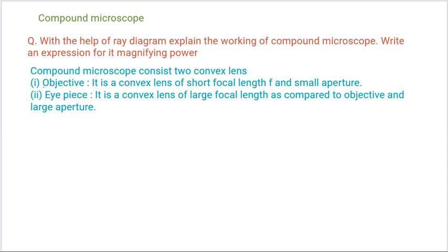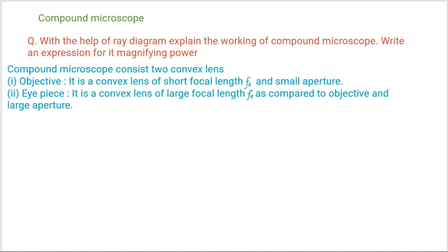The first convex lens is your objective. This convex lens has a short focal length, f suffix capital O. O stands for objective, and it has a small aperture. Small aperture means a thin convex lens.